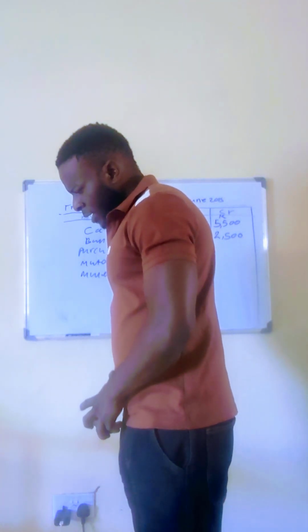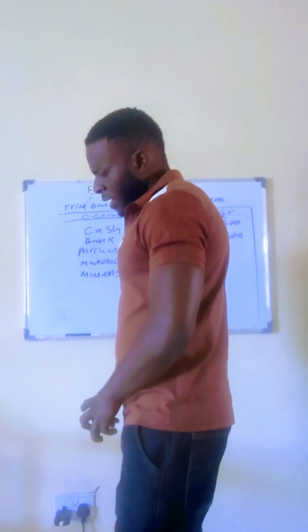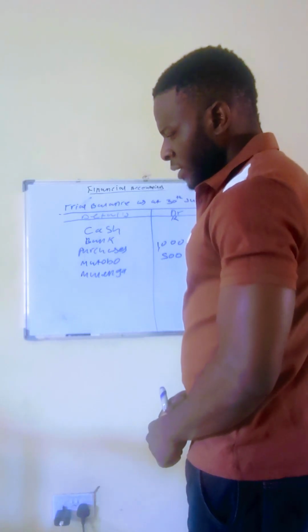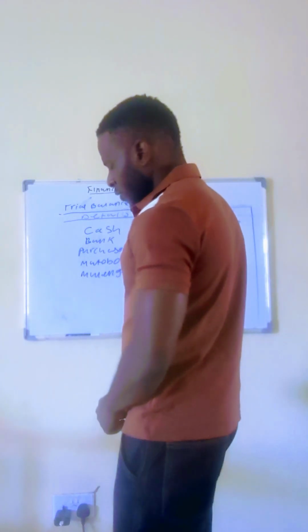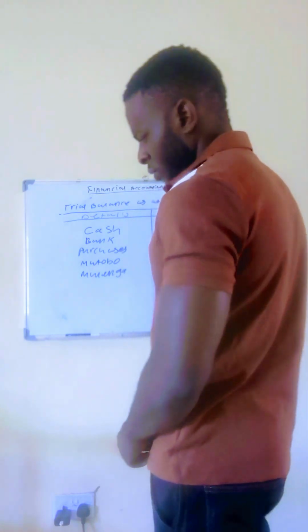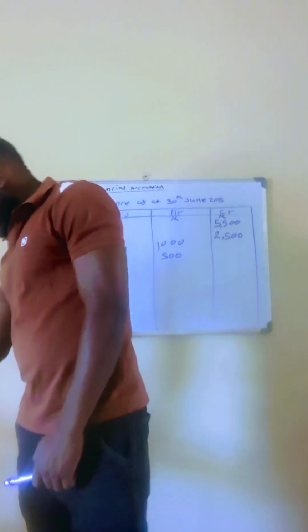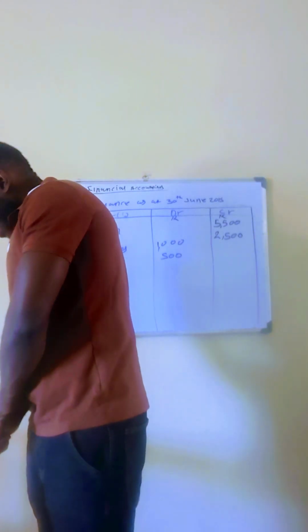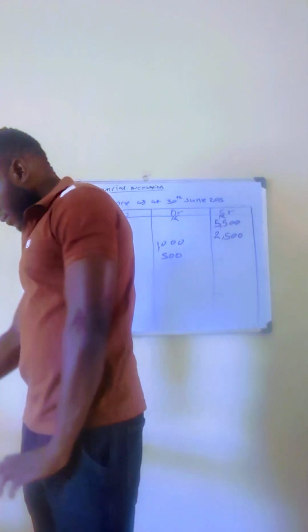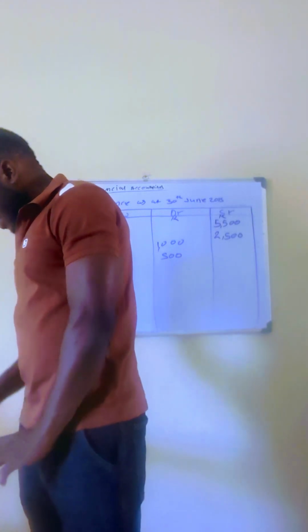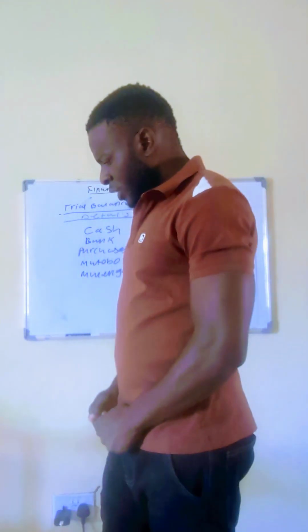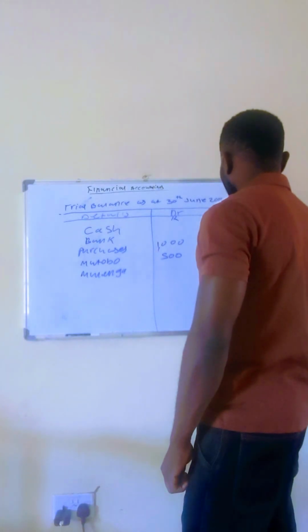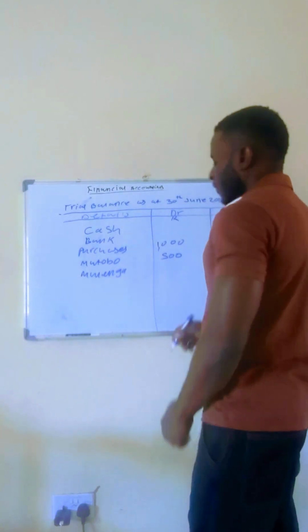So with Mulenga, we have the balance brought down figure of 500, which is recorded on the credit side of this account. So for Mulenga, we have the balance brought down figure, which is recorded on the credit side, and it's 500.